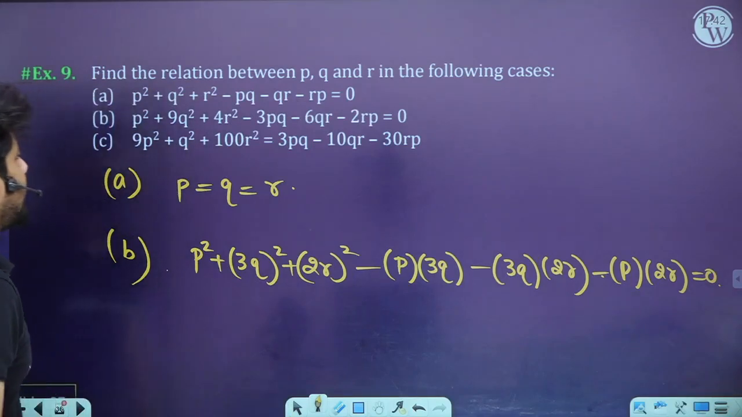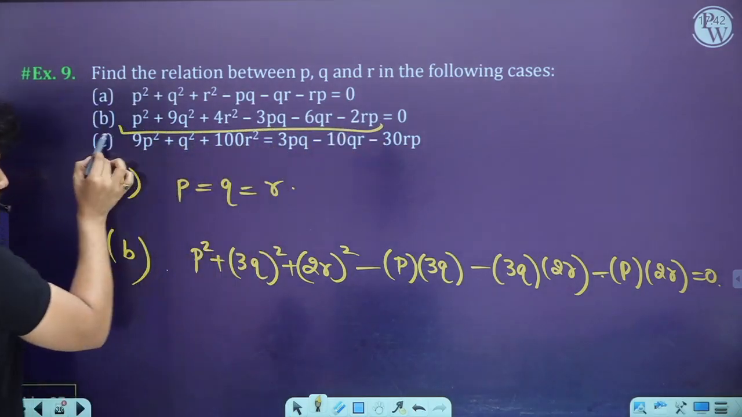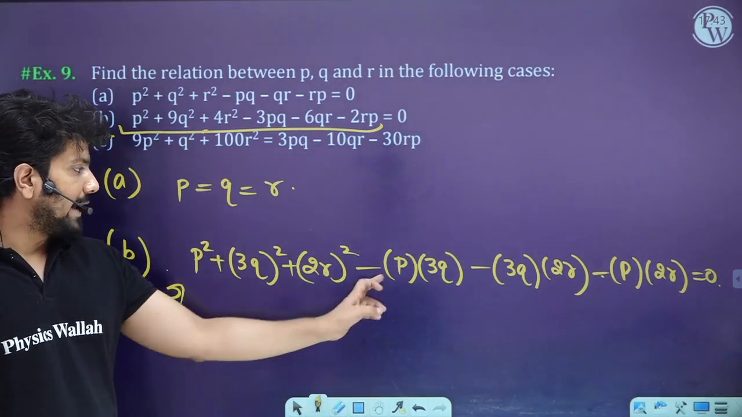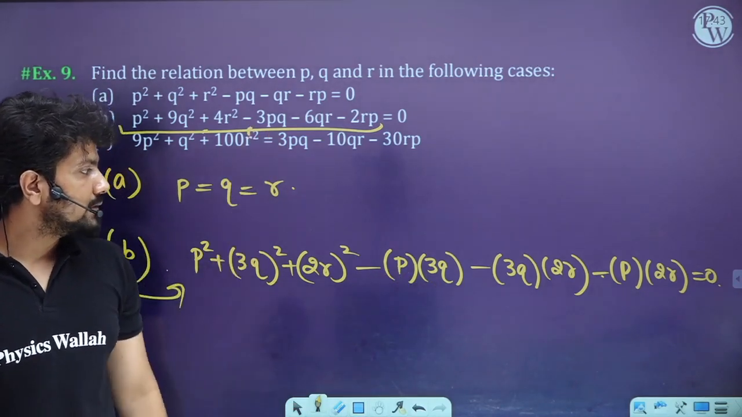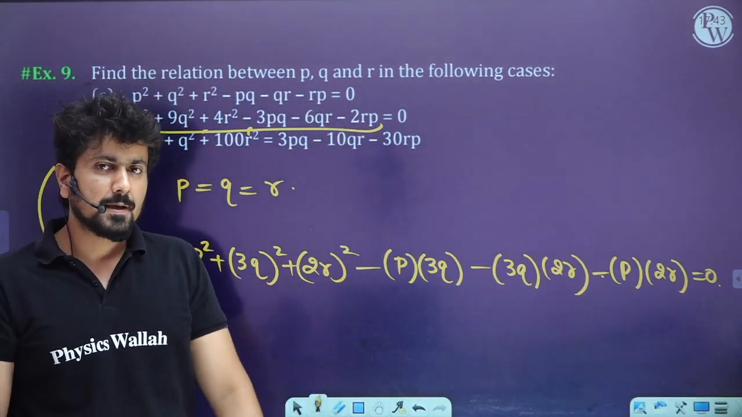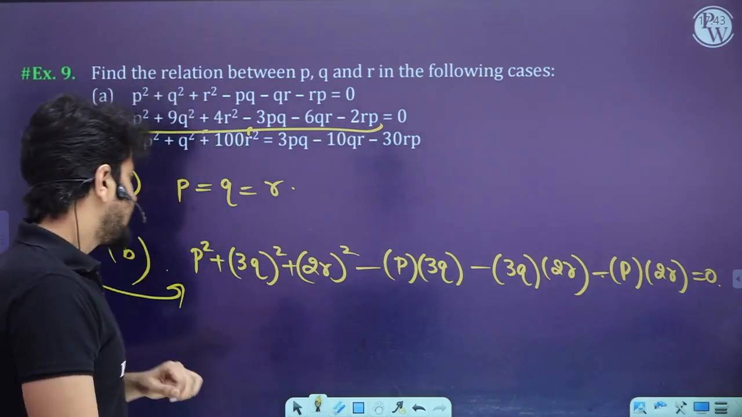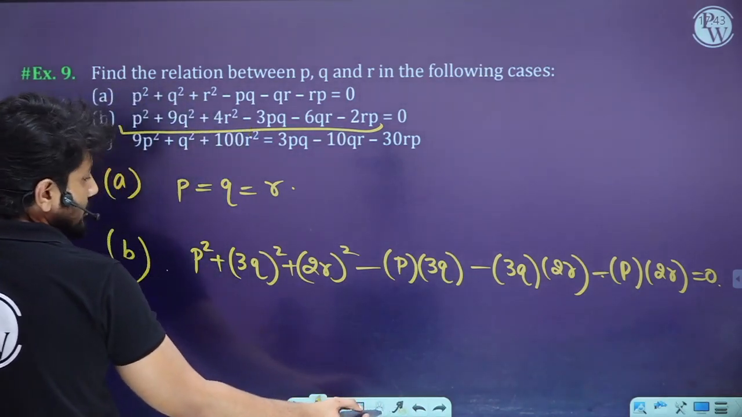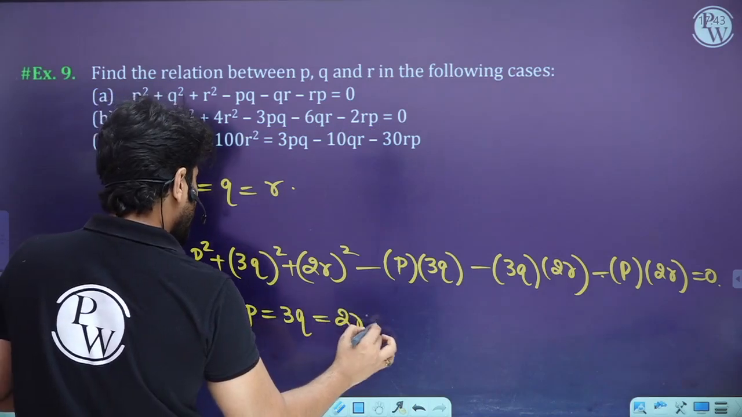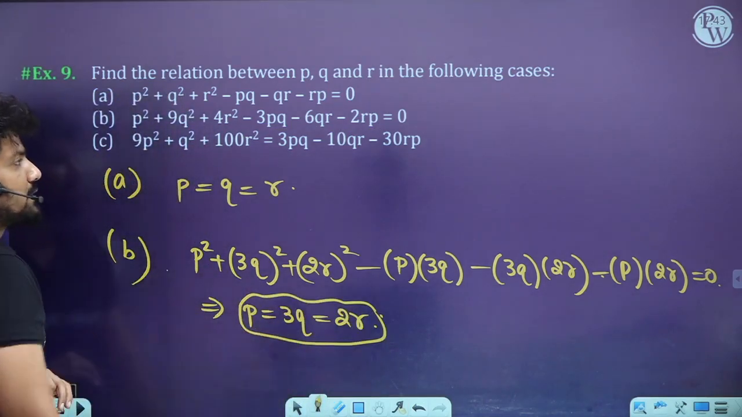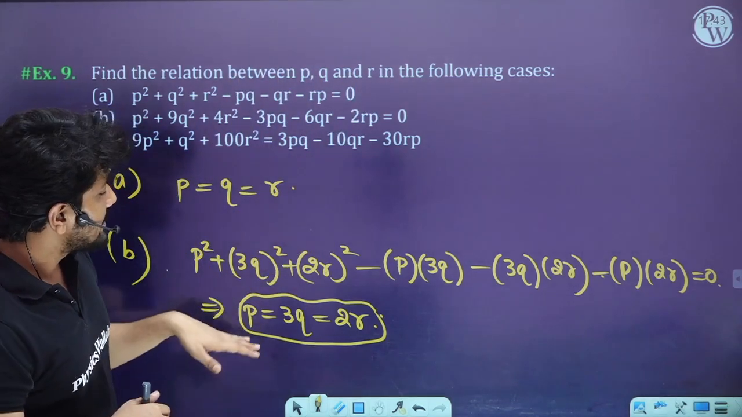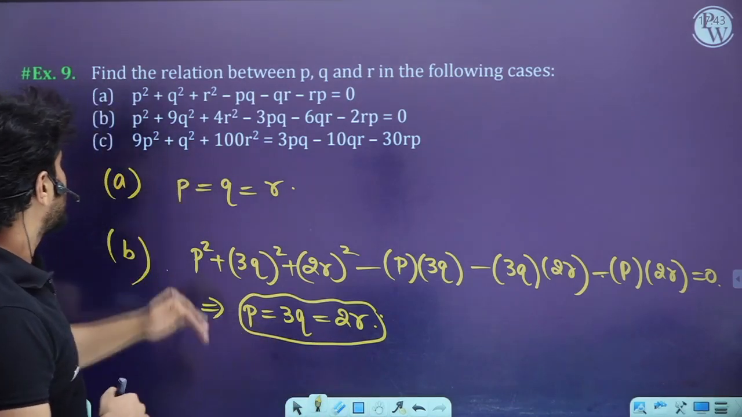I'm just writing this entire expression in the format of a square plus b square plus c square, minus ab, this will be minus 3pq, this will be minus 6qr, this will be minus 2rp, correct? I've written it in this format. Now we can clearly see that a will be equal to b, that will be equal to c. So in the second one, we have p is equal to 3q is equal to 2r, a is equal to b is equal to c. This is the relation between pqr. That's what they are asking. Find the relation between p, q and r. So p is equal to 3q is equal to 2r in this one.